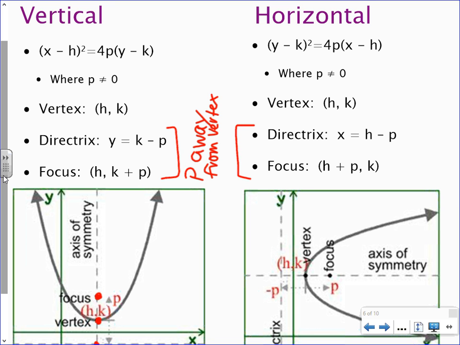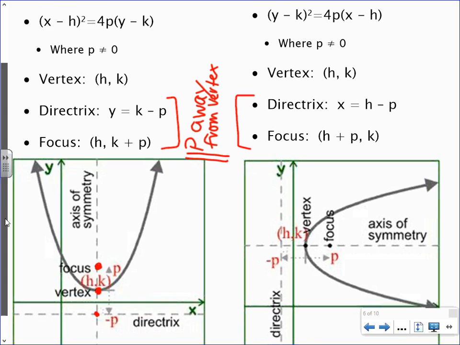Okay, and then I'm going to say the same thing here. I don't care about these equations. I care about this. Our directrix and focus are p away.